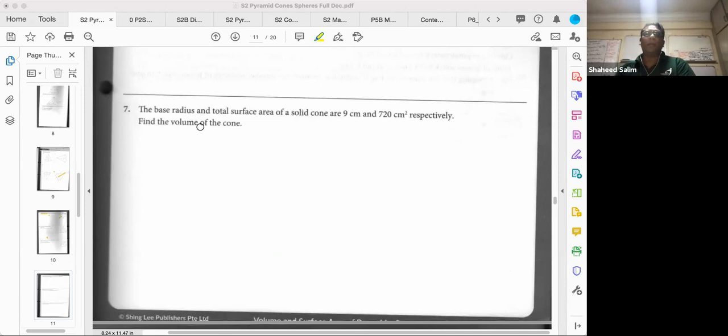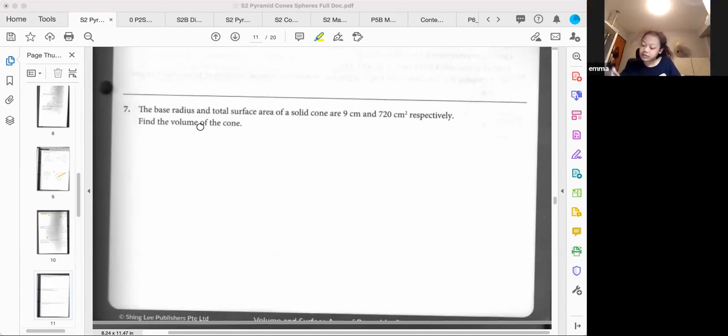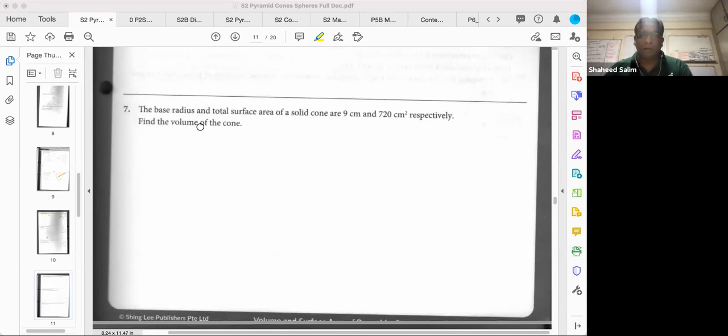All right, find the volume of the cone. We have the base radius, 9. You have the total surface area. So ask yourself, what values do you need in order to find the volume? What do you not have now? The height. Okay, so you've got to find the height from the total surface area. But total surface area does not give you height; it gives you slanted height. Then you've got to use Pythagoras again.